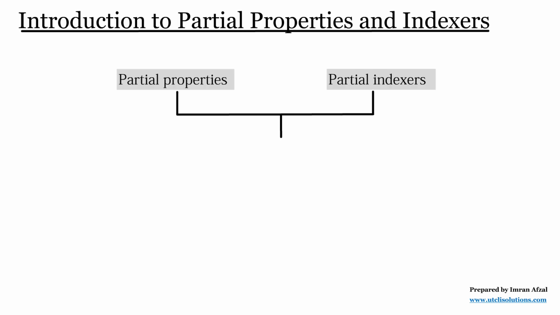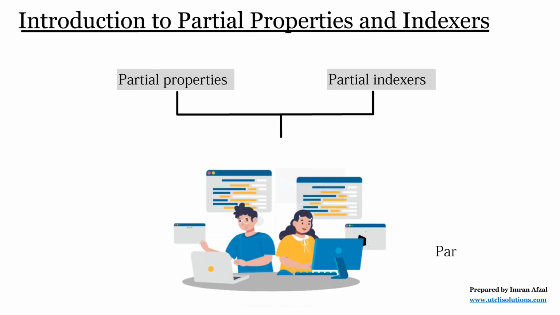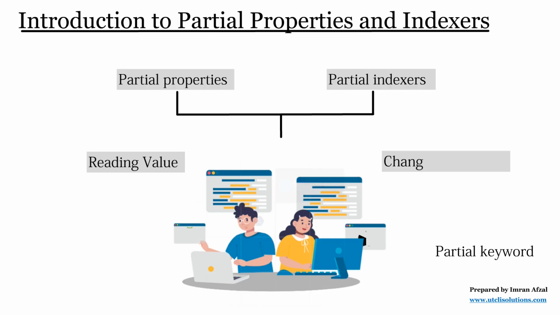Partial properties and partial indexers are two different things, but they follow the same idea. Both allow us to split their logic across different files using the partial keyword. This is useful when different team members work on different parts of a class. One person can handle reading values and another can handle changing them. Both features support this in the same way.